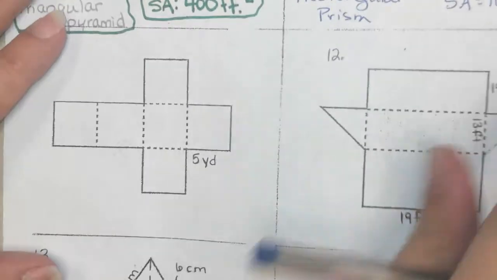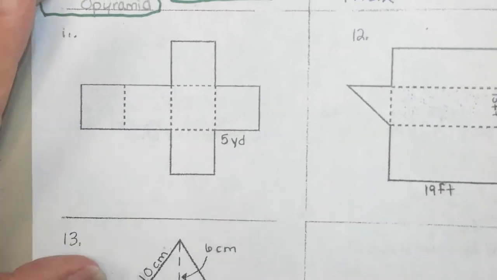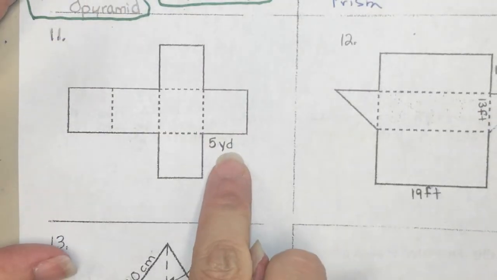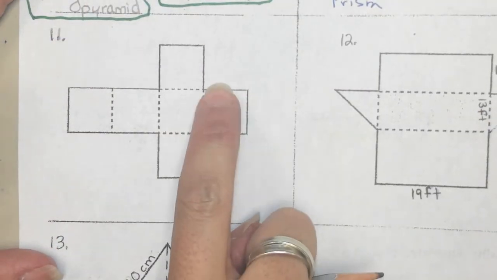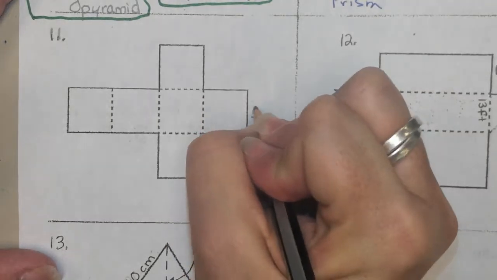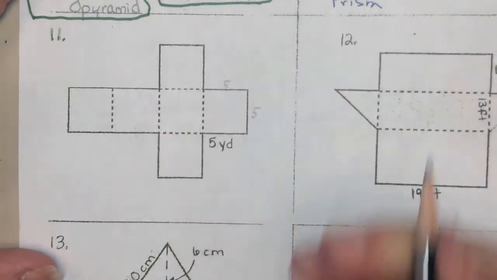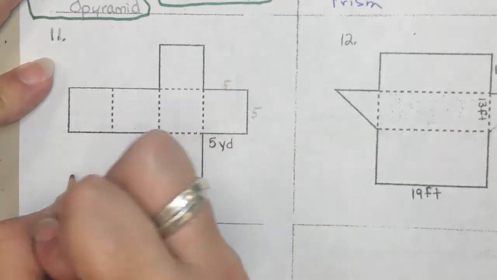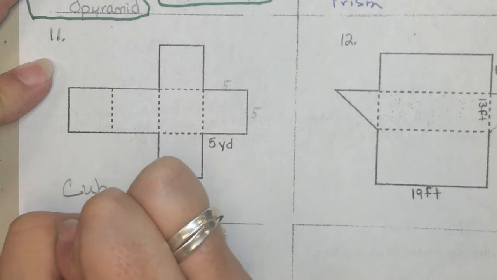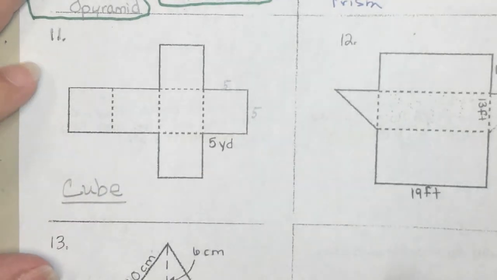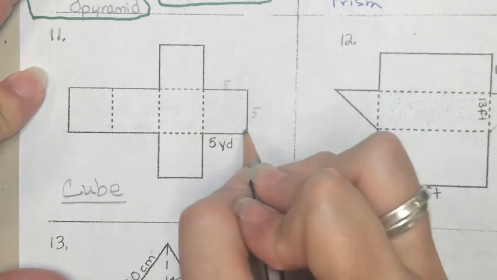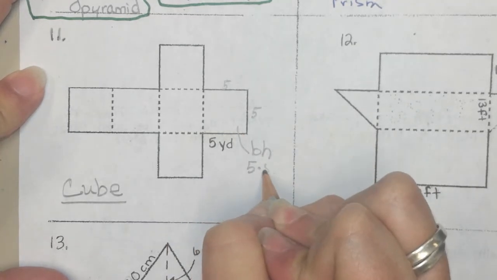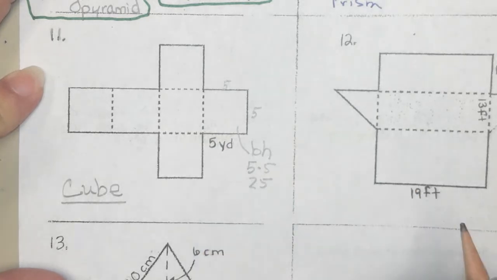Number 11. Okay. Number 11. When they only give you one number, then you assume all the sides are the same. Okay. That means if all the sides are the same all the way around, and you fold the whole thing up, it's going to be a cube.